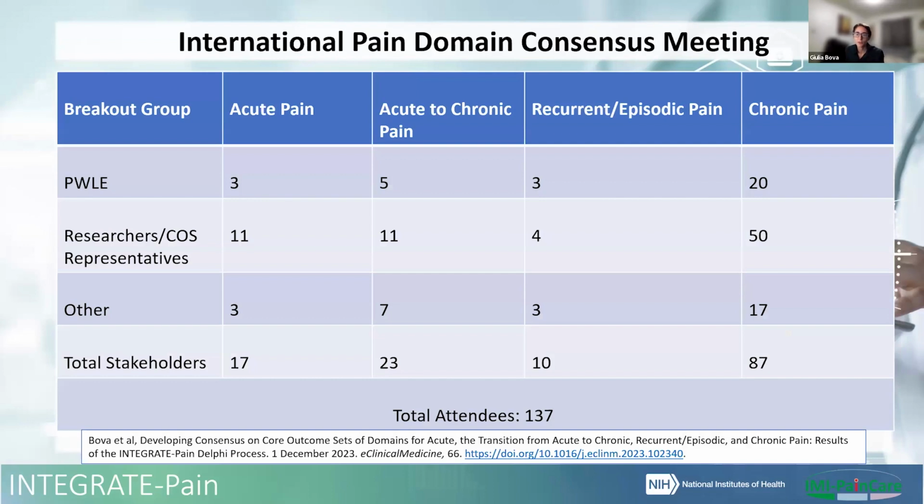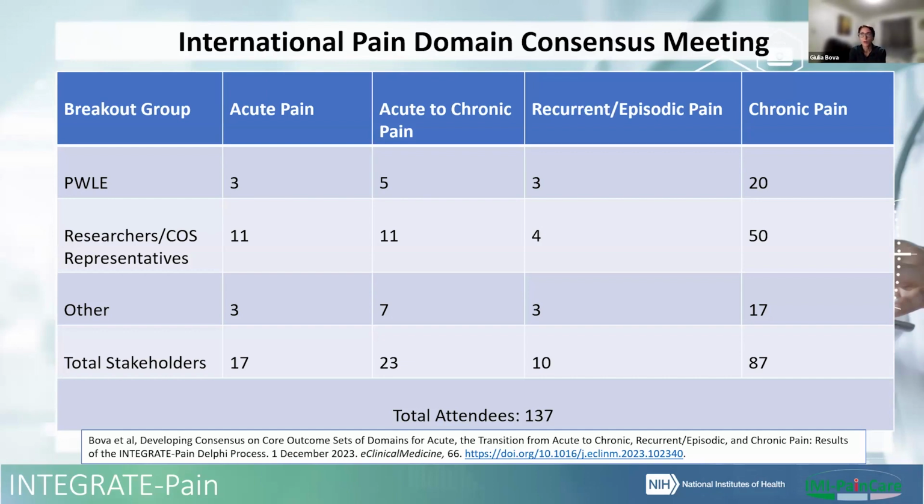The way that we started this process was that we identified researchers with previous core outcome set experience who had developed core outcome sets for any pain condition and any pain-related condition. There were many researchers who had developed core outcome sets for chronic pain, some who developed them for acute pain, and then we brought together many other researchers from headache, fibromyalgia, pelvic pain, dysmenorrhea, areas such as that.